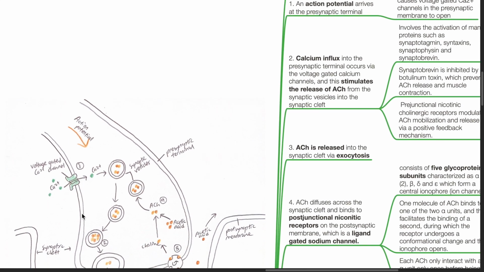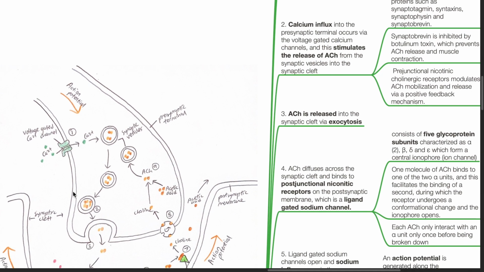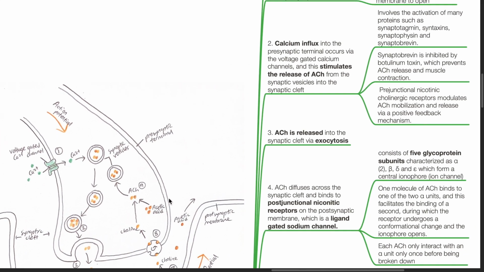Number 2, calcium influx into the presynaptic terminal occurs via the voltage-gated calcium channels, and this stimulates the release of acetylcholine from the synaptic vesicles into the synaptic cleft. This involves the activation of many proteins such as synaptotagmin, syntaxins, synaptophysin, and synaptobrevin. Synaptobrevin is inhibited by botulinum toxin, which prevents acetylcholine release and muscle contraction.